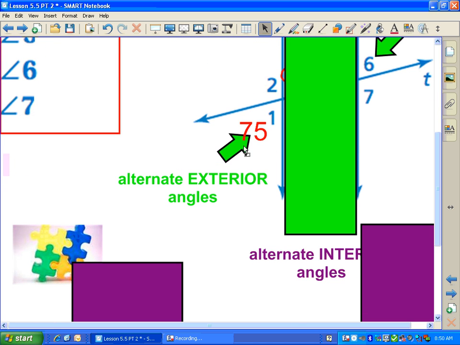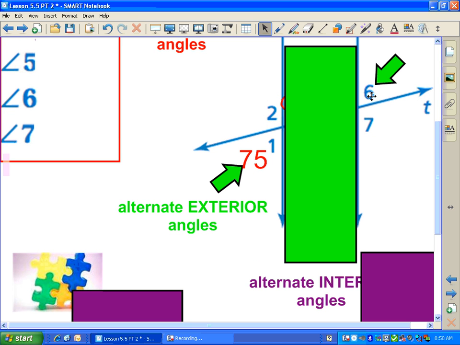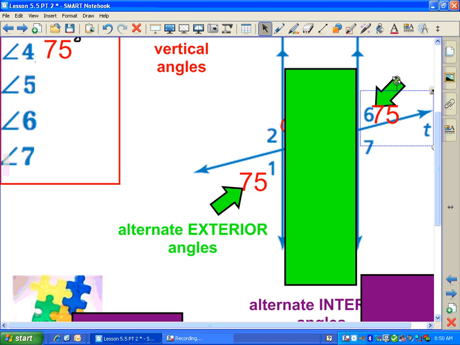By definition, angle 1 and angle 6 are on the exterior, the outside of my parallel lines, and they're on alternate sides or opposite sides. So if angle 1 is 75 degrees, angle 6 has to be 75 degrees. Why? Because by definition, these are alternate exterior angles.